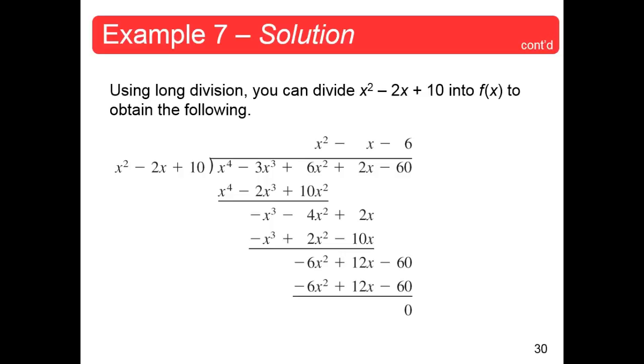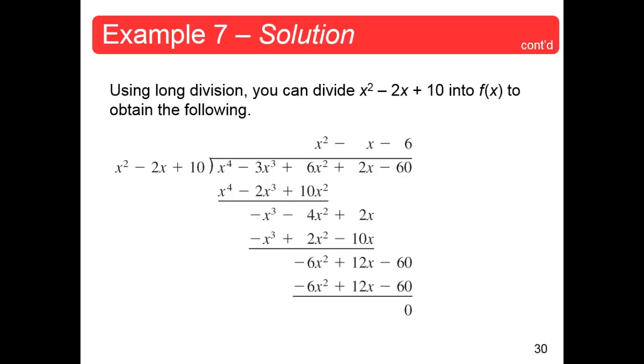Bring down the 2x. Divide again, and that gives you minus x, multiply minus x cubed, plus 2x squared, minus 10x. When you subtract or change signs and add, this one goes out again. This gives you minus 6x squared, minus 12x, bring down the minus 60, divide, and that time you get exactly minus 6, and it comes up with the remainder of 0. So you know that's also a factor.